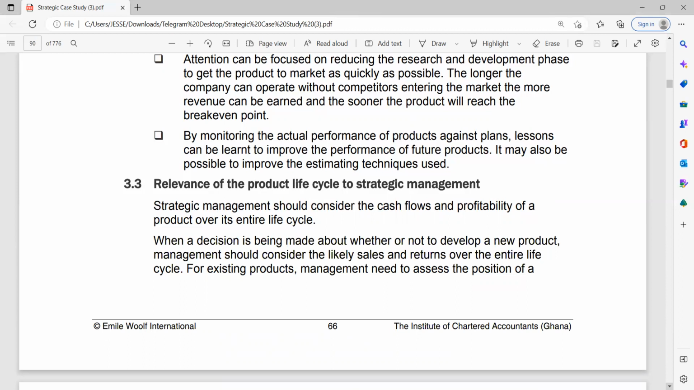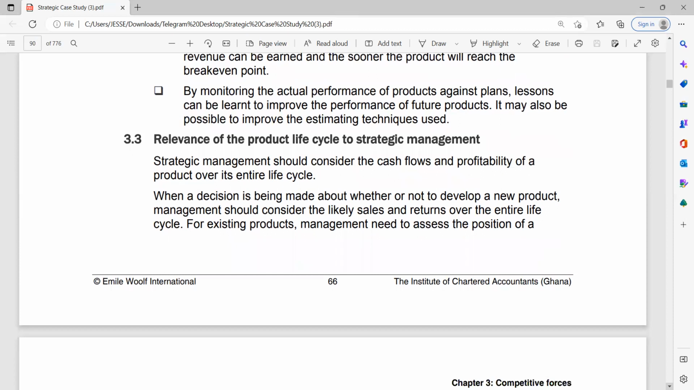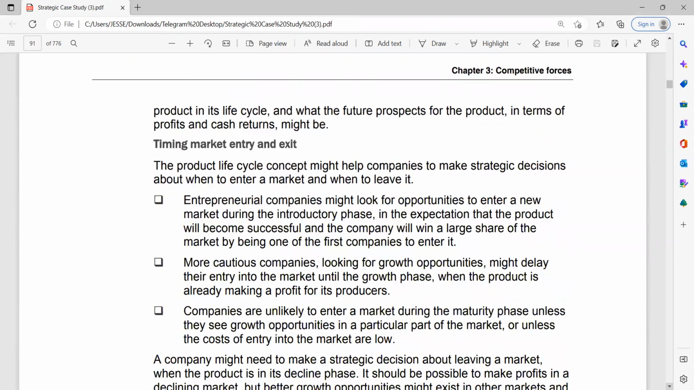So the relevance of the whole product life cycle to strategic management is the considerations being made around cash flow, revenue, profitability, and also the insights it offers in terms of whether or not to develop the product. So when a decision is being made about whether to develop a product, management should consider the likely sales over the life cycle. So you are trying to figure out what the likely revenue will be over the life cycle. What will be the revenue? What kind of costs are we going to incur? And what kind of profits are we looking at? For existing products, management needs to assess the position of the product in the life cycle and what the future prospects could be, right? So you are trying to gauge what the financial projections will be in terms of the sales, the demand, the cost, the profits, etc.